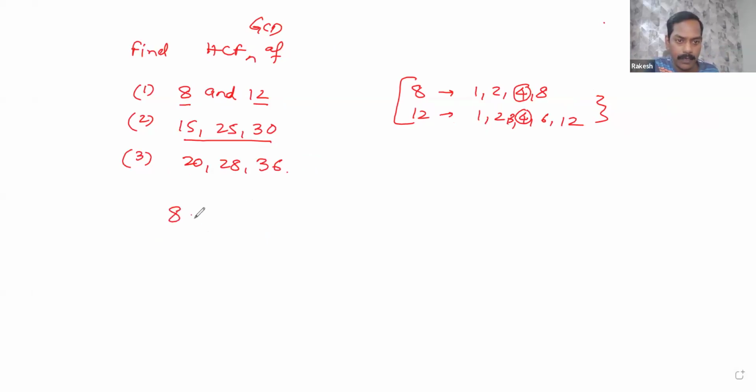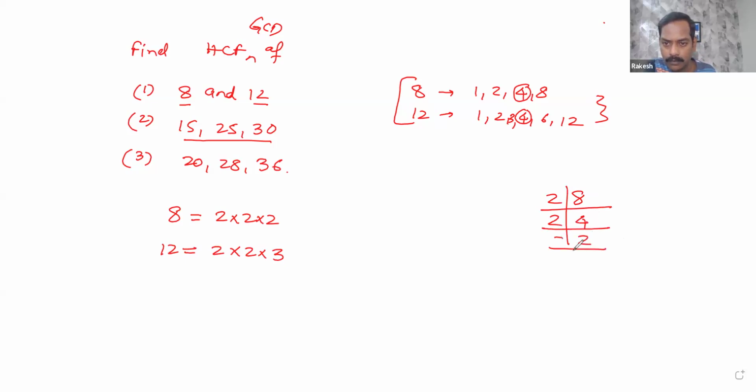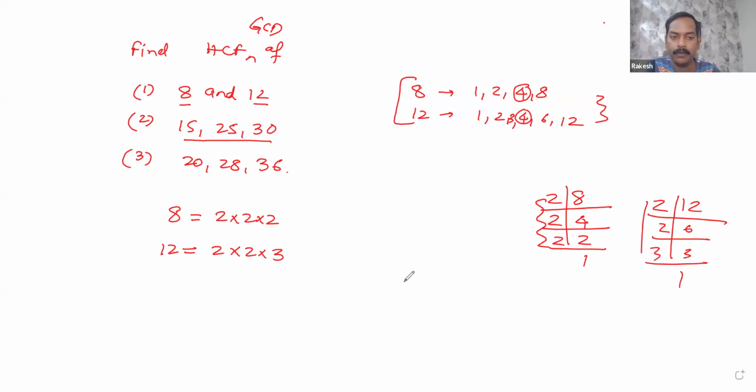So what I'll be doing is that 8 is written as 2 into 2 into 2. Fine. This is the prime factorization of this. 12 is 2 into 2 into 3. I hope you remember this is the way I do it, the long division method. 2, 4 times. 2 again 2 times. 2 again 1 times. So the product of all these 3 is equal to 8. Similarly, for 12, we can see 2 6 times, then 2 3 times, then 3 1 times. Again, the product of all these 3 will be equal to 12.